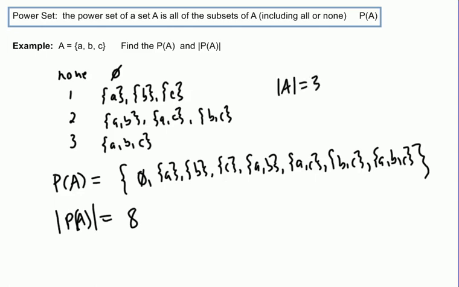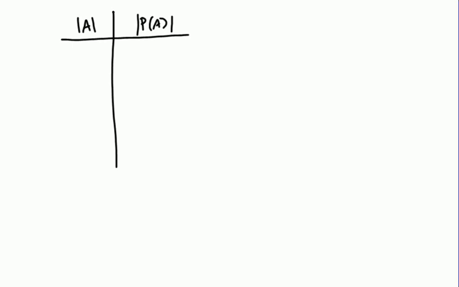Okay? Now, there turns out to be a nice formula to predict the cardinality of the power set of A. And if you know how many elements are in the power set, it'll make it easier to calculate. So let's take a look at a few examples. If we look at the cardinality of A and the cardinality of P of A, I'm going to give you a few examples and see if we can look at and describe the pattern.